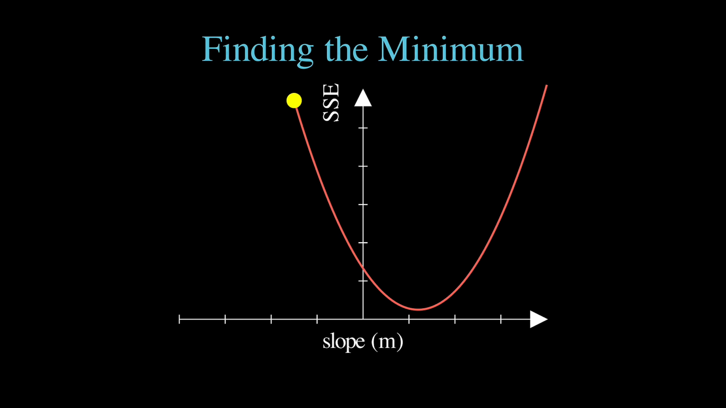What's happening visually is like dropping a ball on a curved surface and watching it roll down to the lowest point, which represents the combination of slope and intercept that gives us the smallest possible error. And this process of finding the minimum is at the heart of not just linear regression, but many machine learning algorithms you might have heard about.